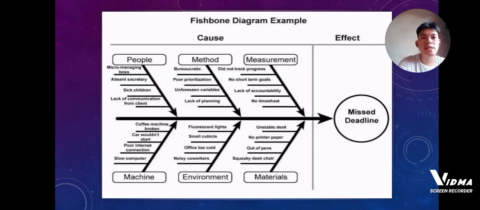So this is an example of a fishbone diagram. The problem of the diagram is put on the effect, or the head of the fish, and the causes are put in the fish bones. It's either the cause of the problems or the people, method, measurement, the machine, environment, and materials. And then under that are the sub-causes of the problem.